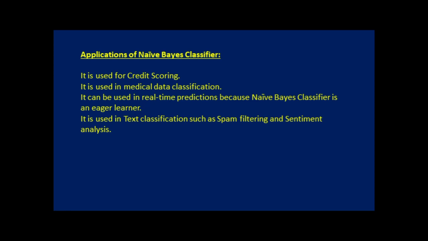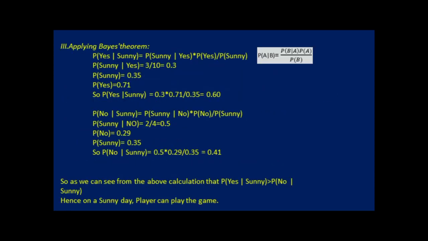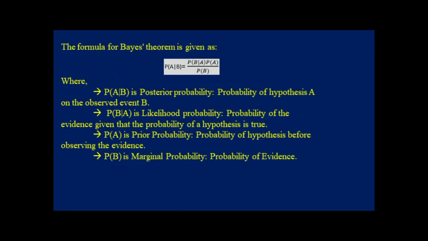Okay, these are the applications. It can be used for credit scoring, in medical data classification, and for real-time prediction using the naive Bayes classifier algorithm. It is used in text classification such as spam filtering and sentiment analysis. Okay, so this is today's class, the naive Bayes classification algorithm from data science.